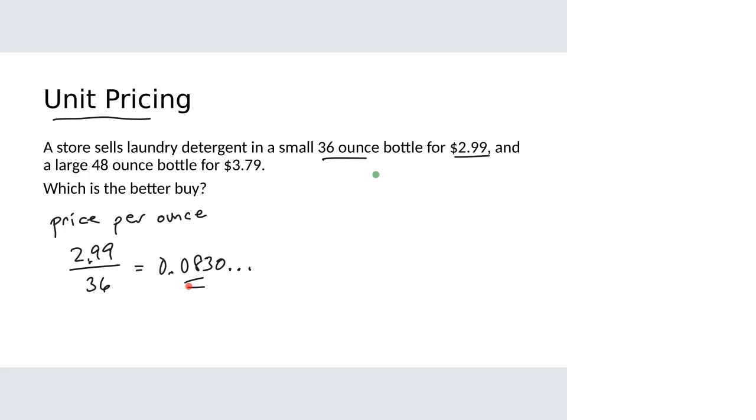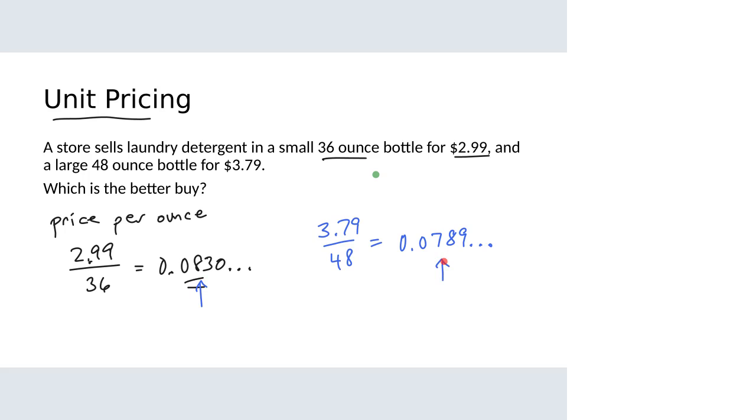All right, then we go over here to the other one and say, okay, for that one, I'm paying $3.79 for 48 ounces. So how much am I paying per ounce? We'll divide $3.79 by 48, and that's 0.078789. And that keeps going also. Well, this one is a little more than 8 cents per ounce. This one's a little less than 8 cents per ounce.